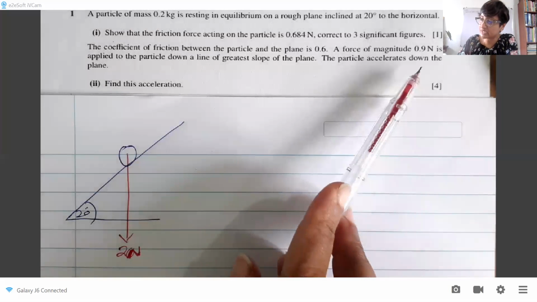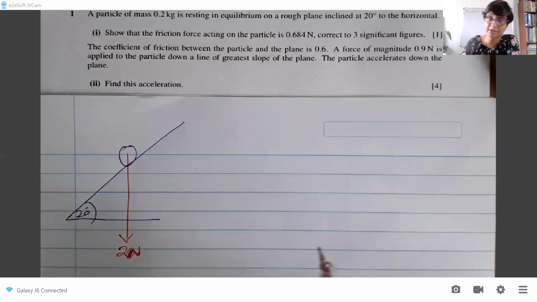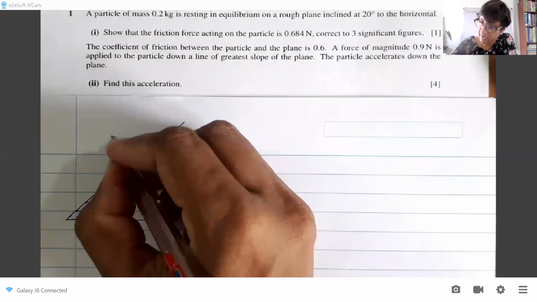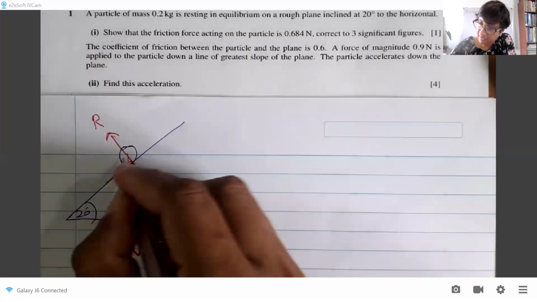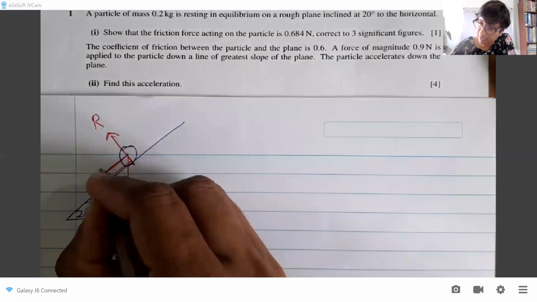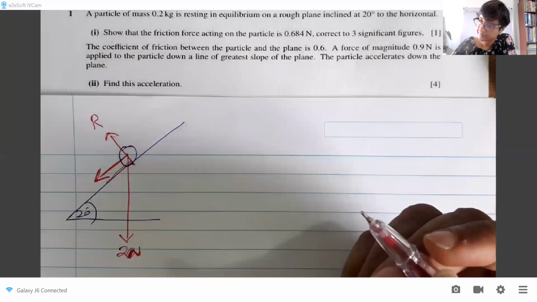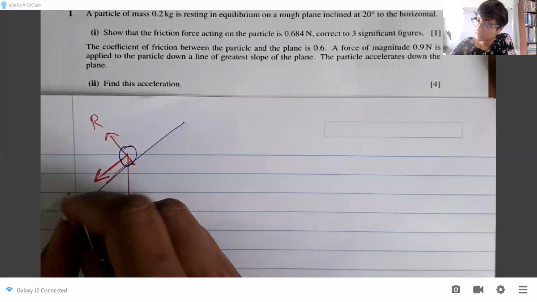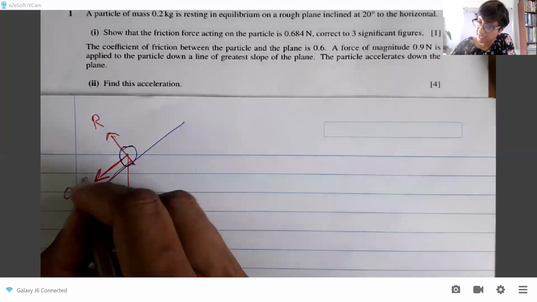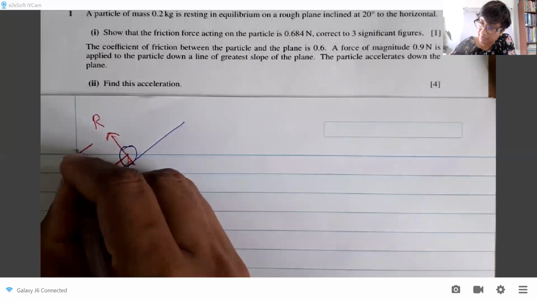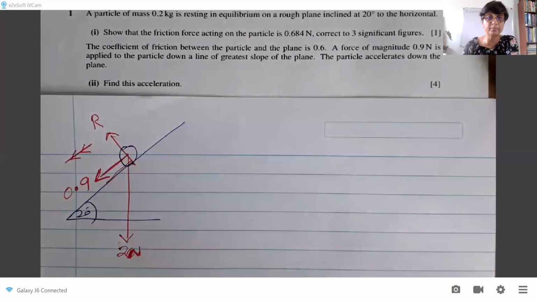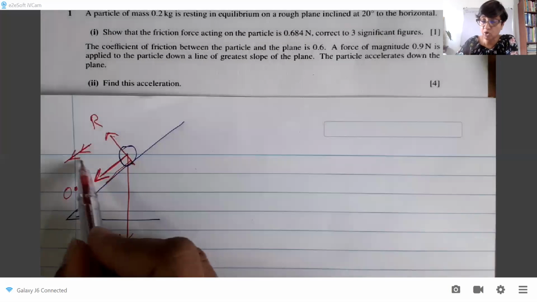A force of magnitude 0.9 is applied to the particle down. Now R is there. You are applying, sorry, I will mark it here. You are applying a force down, 0.9 newtons. And it is accelerating down. Now notice where I mark the motion arrow.